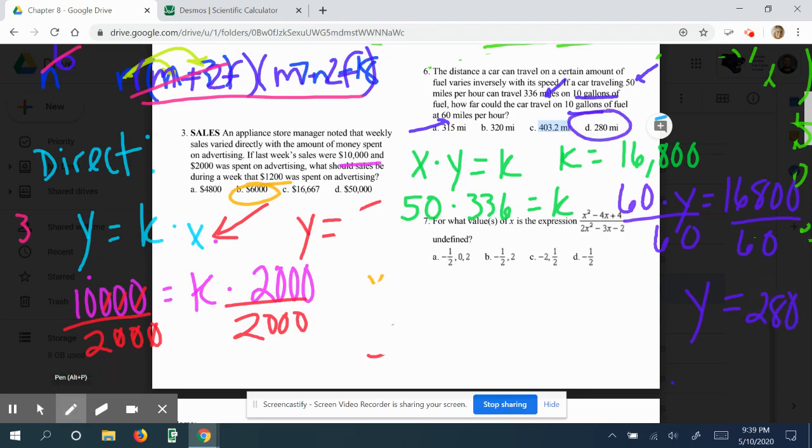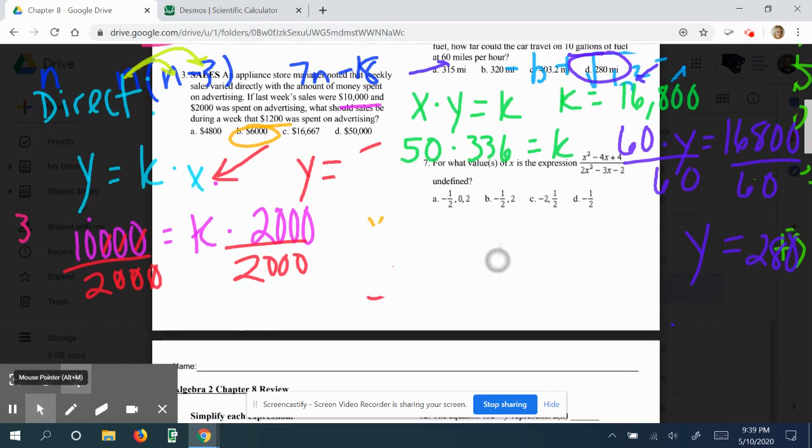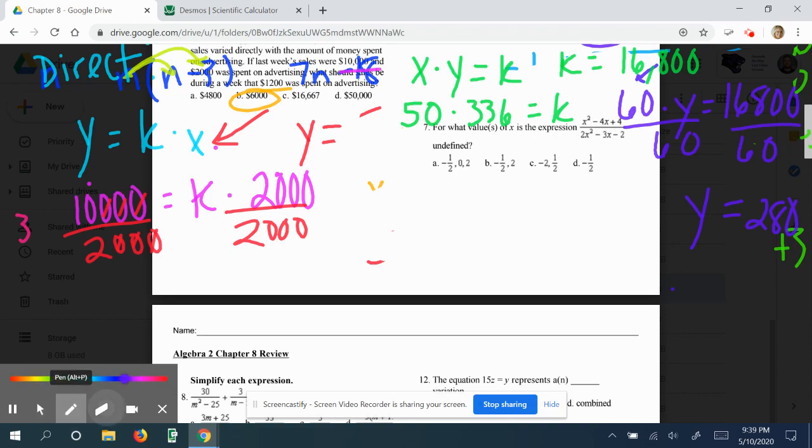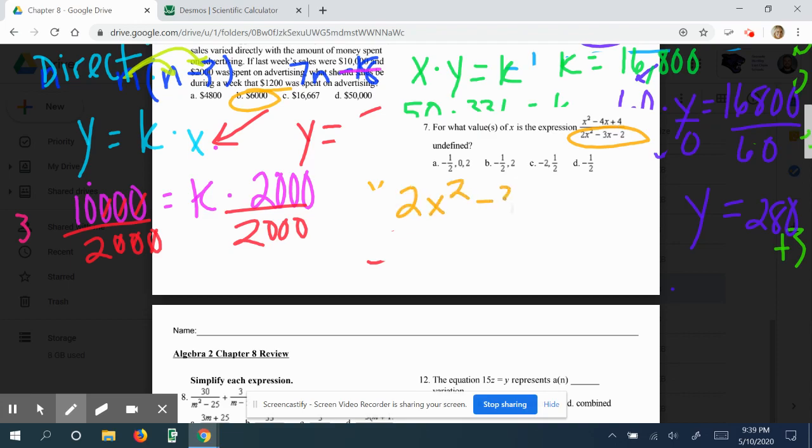Which would be D. Okay. Now, number 7. It says, for what values of x is the expression undefined? Again, that's asking when the bottom is going to be equal to 0. So we'd say 2x squared minus 3x minus 2. We don't want that equal to 0, right?